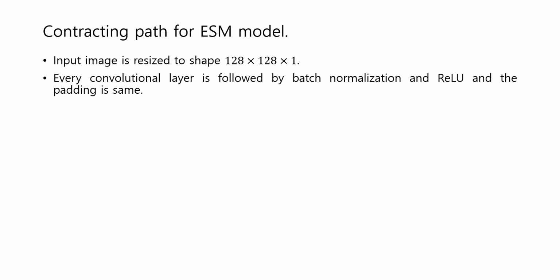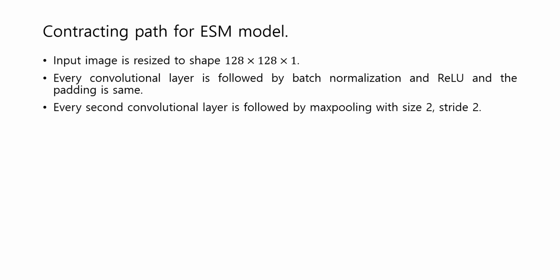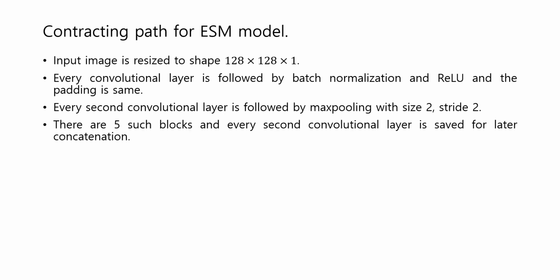For the contracting path of the ESM model, the input image is resized to shape 128 by 128 by 1, and every convolution layer is followed by batch normalization and ReLU, and the padding is same, so that we don't have to crop the output feature map from the contracting path. Every second convolution layer is followed by max pooling with size 2, stride 2. This is the same as the original U-Net architecture. There are 5 such blocks, and every second convolution layer is saved for layer concatenation.